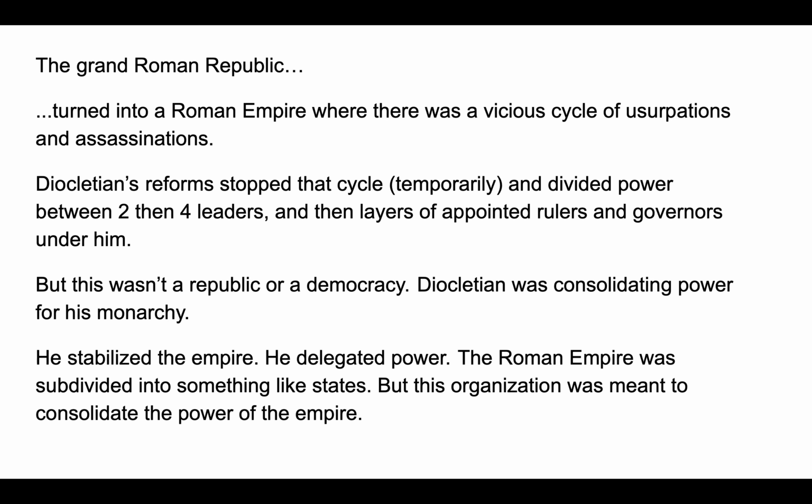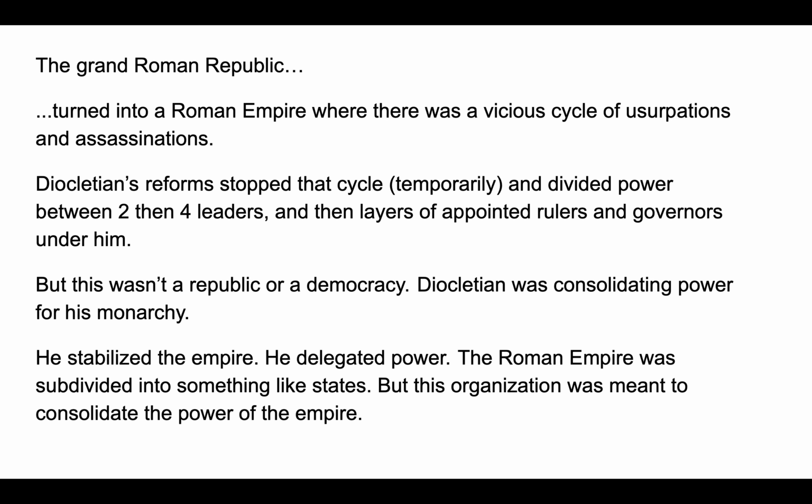So, if you remember back in history, we had the Grand Roman Republic that turned into a Roman Empire. But the Roman Empire had a vicious cycle of usurpations and assassinations. I think you know what assassinations are. When people knock off other people, kill them to get their spot. But usurpations is also when people sort of take out from under a person and get the power from them. This was a constant theme in the Roman Empire.